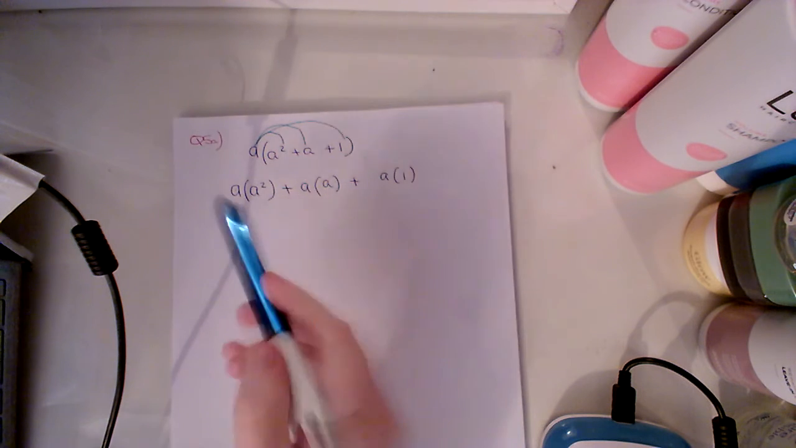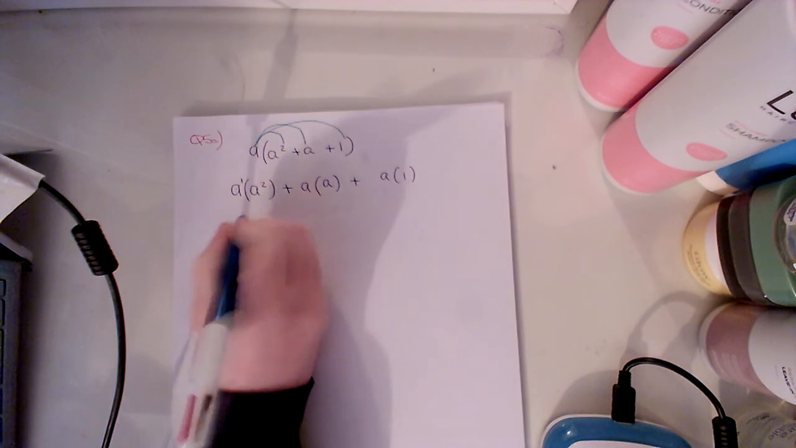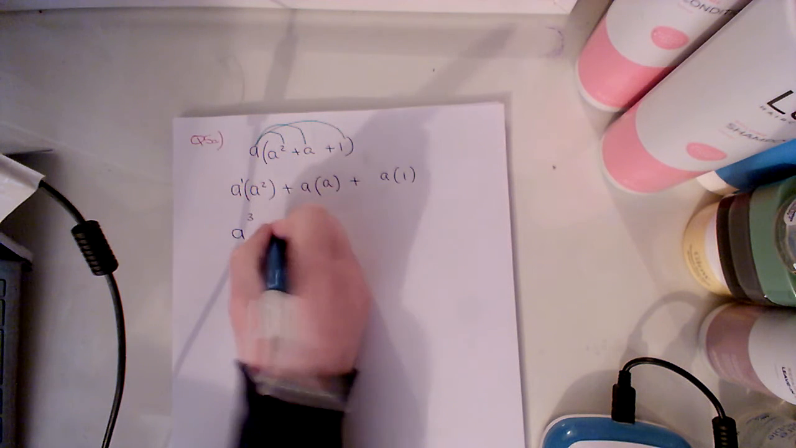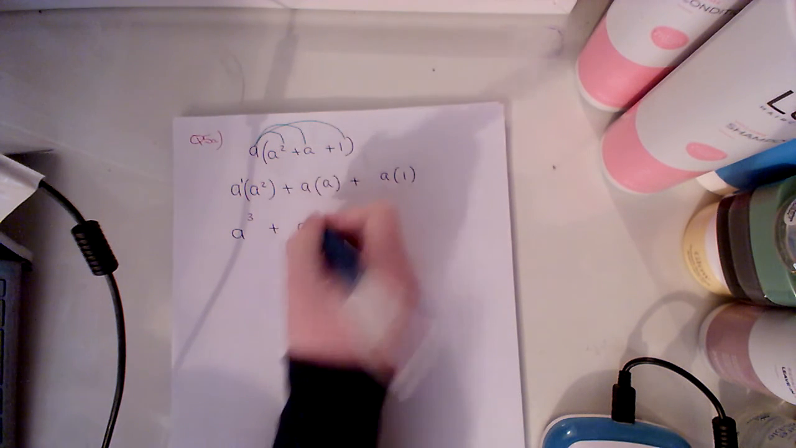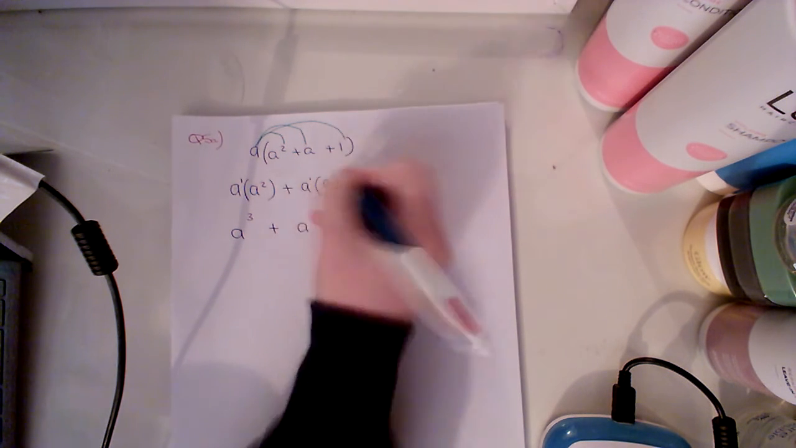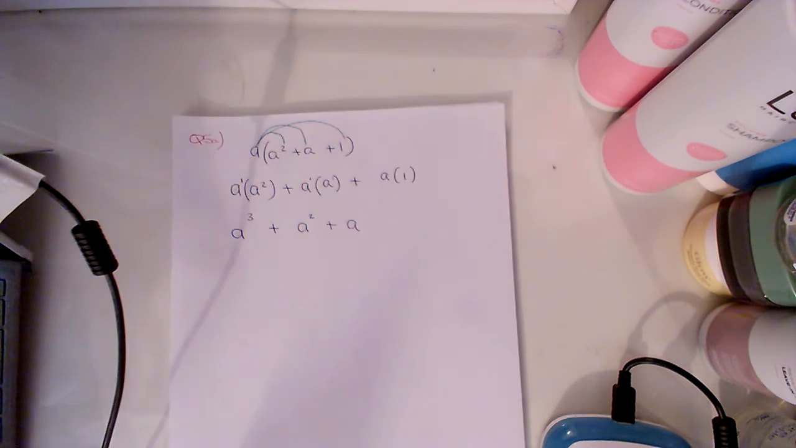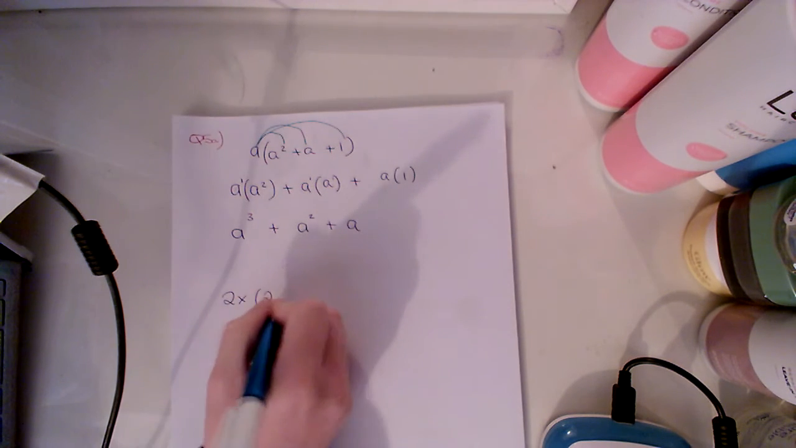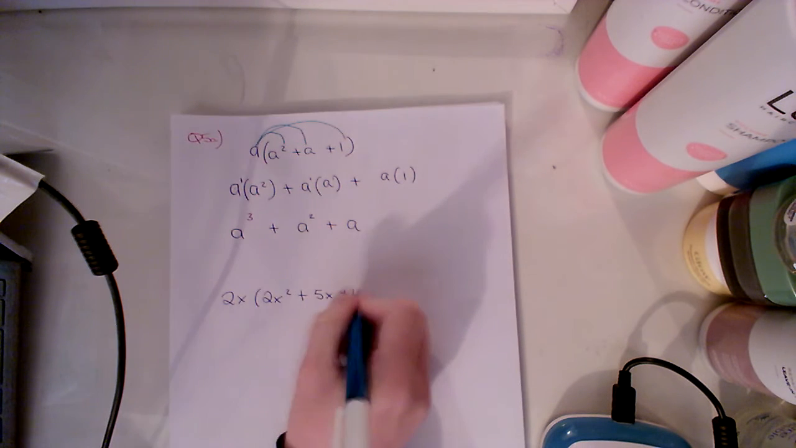a times a squared, so there's an imaginary little 1 here. I keep my base, which is a, and I add my powers, so 1 plus 2 gives me 3. Plus, I have here, so variable by variable, I keep my base, which is a, and I add my imaginary little powers, I get a squared plus a. So that's question 5a. B then is 2x(2x² + 5x + 1).